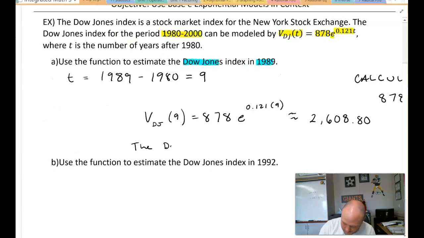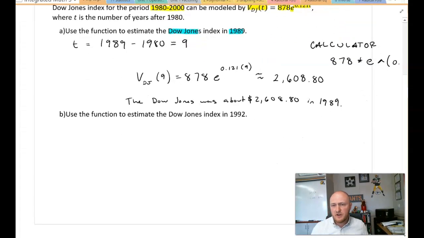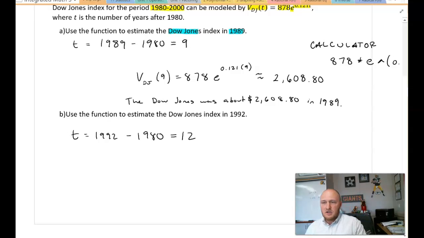So we can say the Dow Jones was about 2,608.80 in 1989. Next question says use the function to estimate the Dow Jones index in 1992. Again, I take 1992 and subtract 1980, which gives me 12. I'm going to reuse this same function.